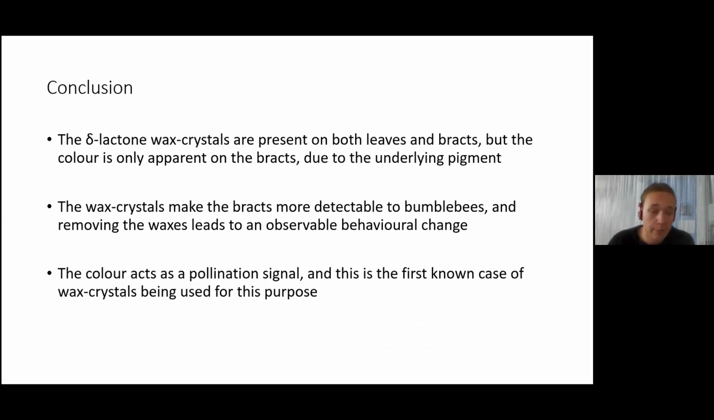So to conclude, we have delta lactone wax crystals, which are present on both the leaves and on the bracts. But in the bracts, there is a layer of pigment which really accentuates the color effect. This color effect is clearly visible to bumblebees, and removing the color leads to a strong behavioral change. And as a result of this, we conclude that these wax crystals actually make up a pollination signal. And this is the first time, so this is a novel application for wax crystals.